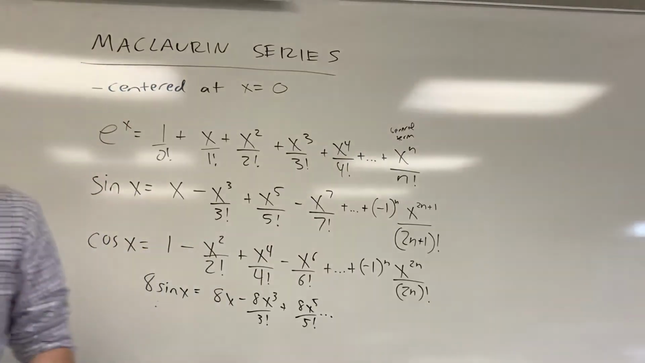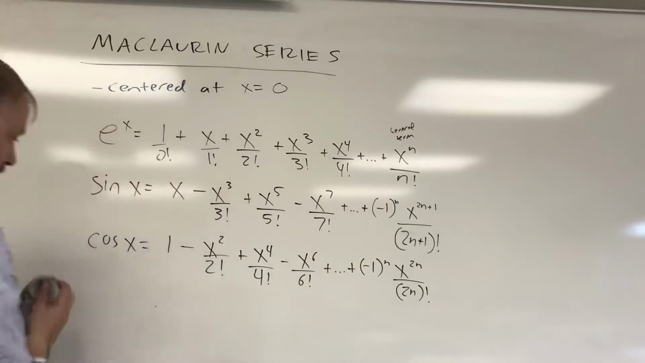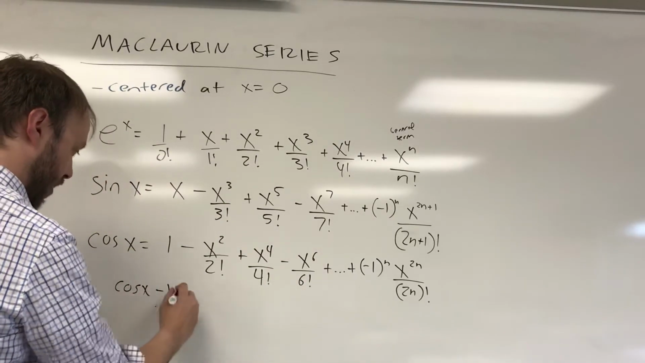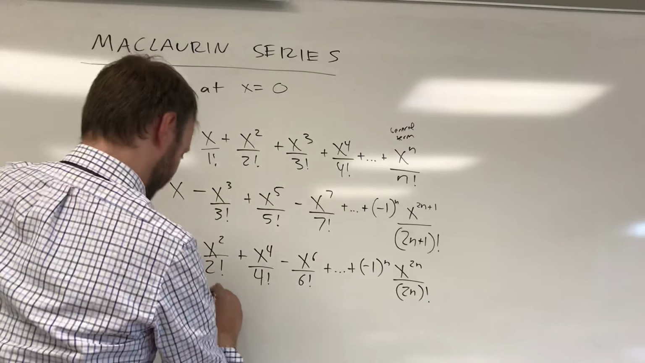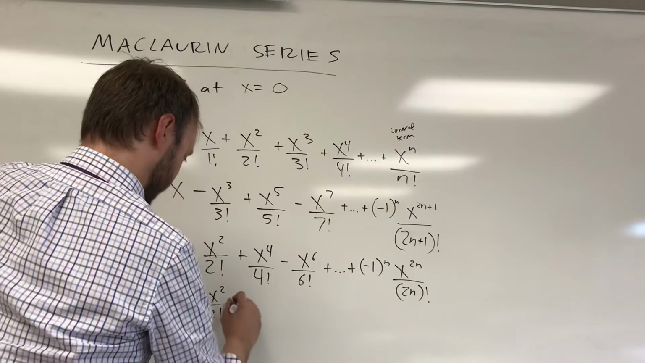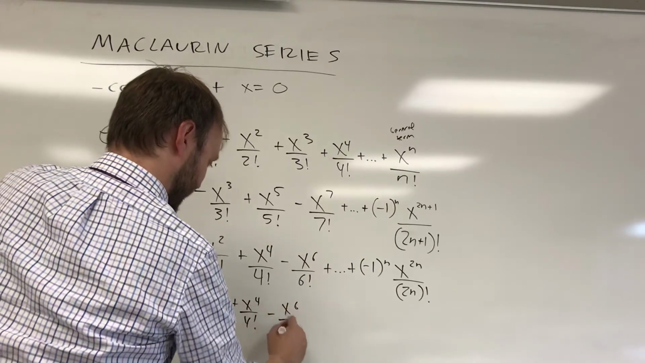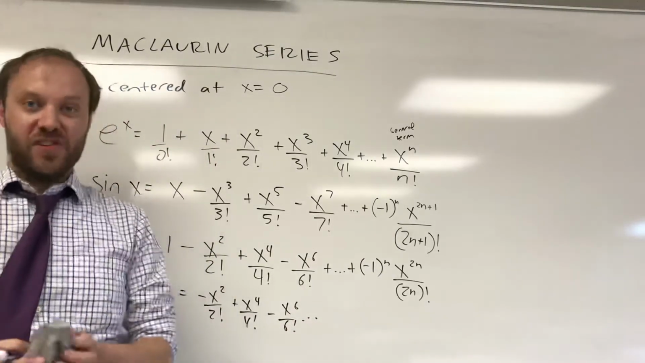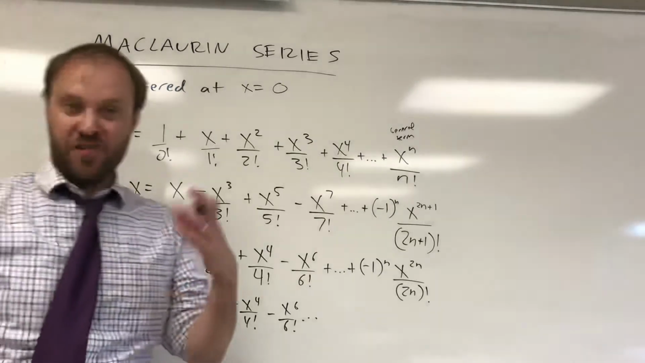But you can also do things like, for example, you could have the function cosine of x minus 1. Okay, and that would just be to subtract 1 from this function, and that would just be negative x squared over 2 factorial plus x to the 4th over 4 factorial minus x to the 6th over 6 factorial, and so on. So you can also add and subtract values to the series, and you can tweak it that way as well. Or you could maybe add 2 different series together.